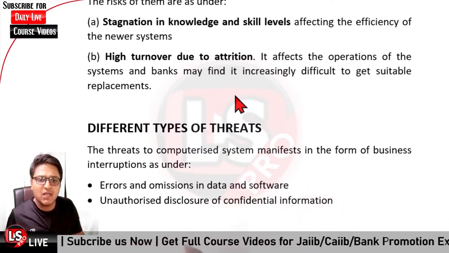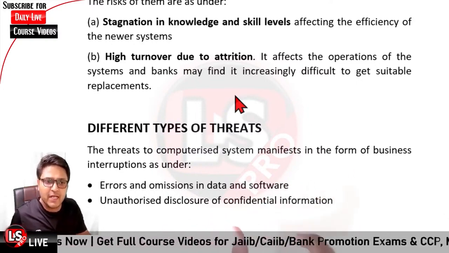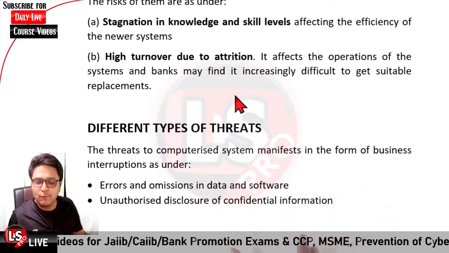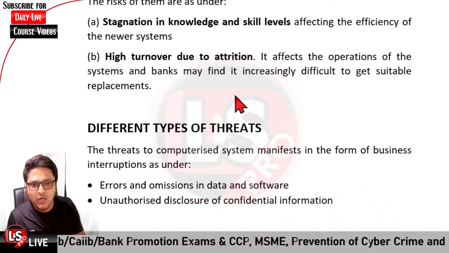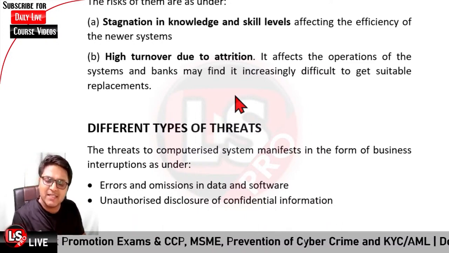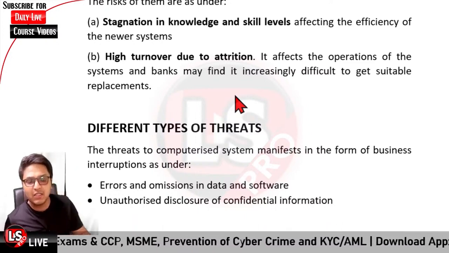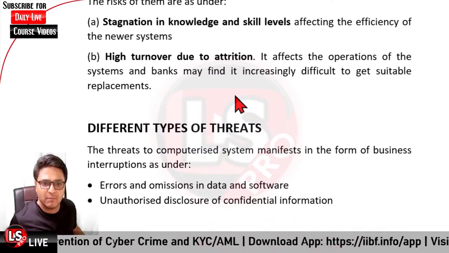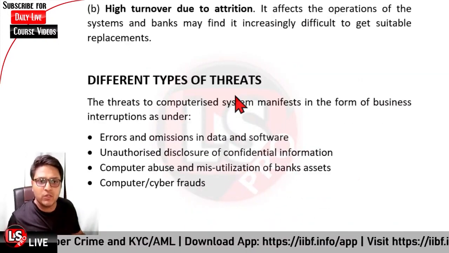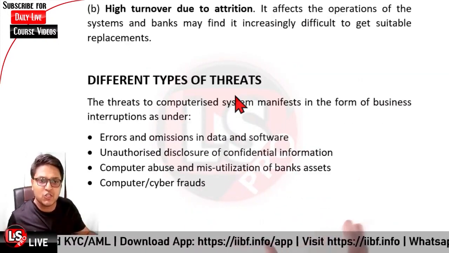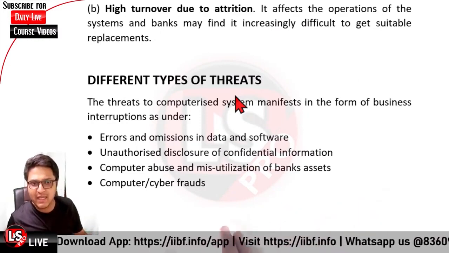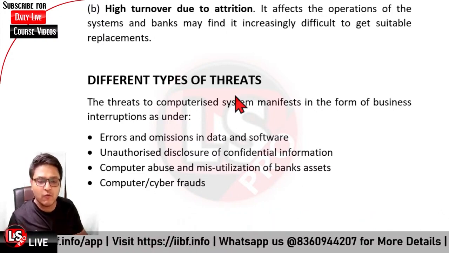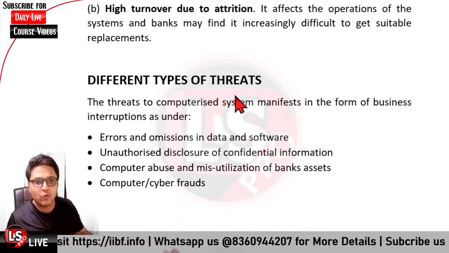It could be regarding unauthorized disclosure of confidential information. So it is a very important concern that the information should be available only and only to the authorized person, and further the specific reason must be specified for which the information will be available. And then it is regarding computer abuse or misutilization of the bank assets. It could also be the case that some person is using the computer for his own use or for his own benefit. That could also be a loss.